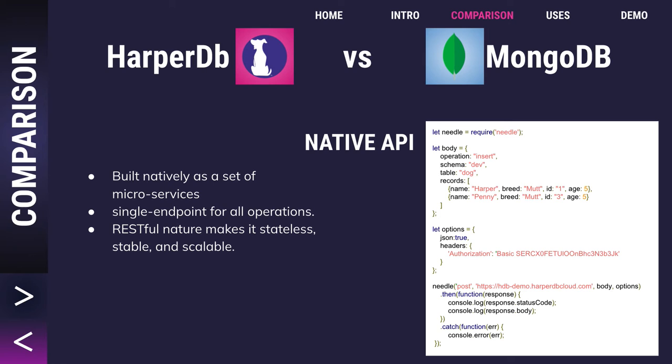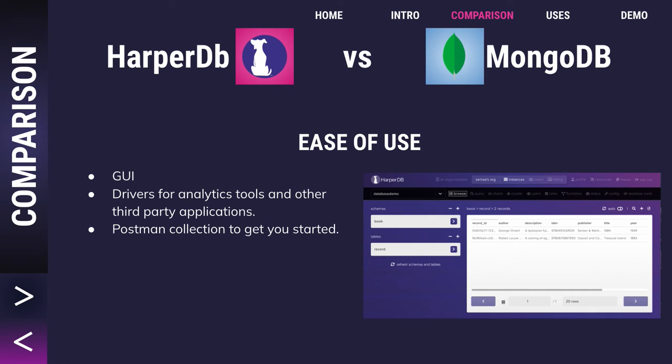HarperDB is built natively as a set of microservices, making development and integration easy and seamless. HarperDB utilizes a single endpoint for all operations, and its RESTful nature makes it stateless, stable, and scalable. It also has a very simple and sleek GUI for data management. It has code examples in most languages, and drivers for analytic tools and other third-party applications can easily be integrated, and you can use a Postman collection to get you started.